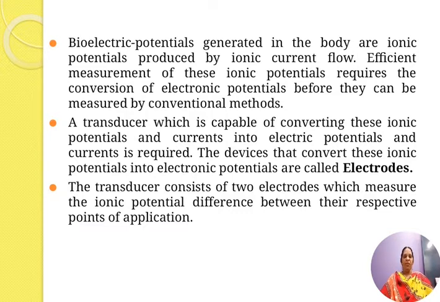The device that converts these ionic potentials into electric potentials is called an electrode. The transducer consists of two electrodes which measure the ionic potential difference between their respective points of application.